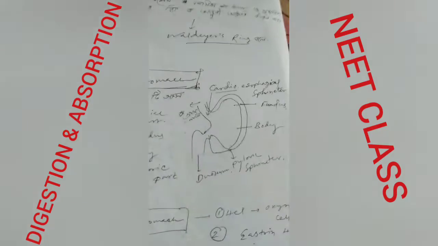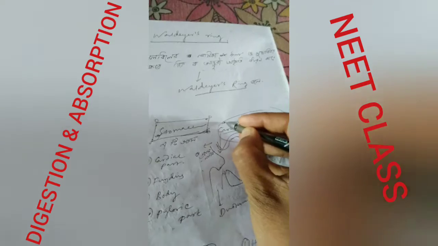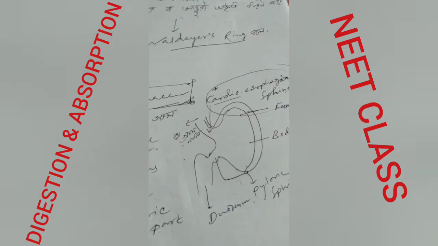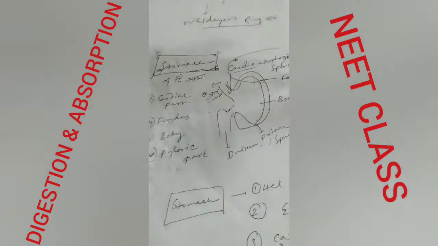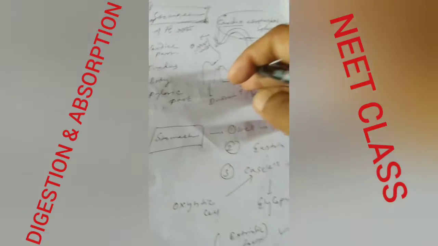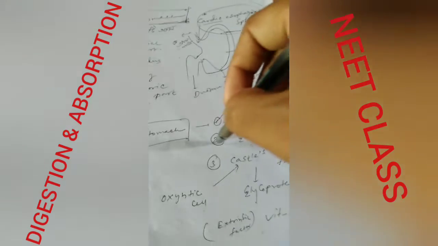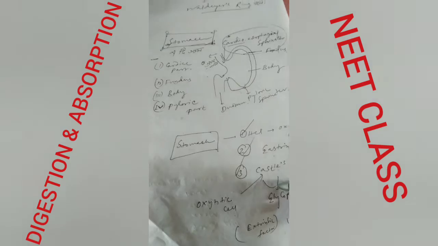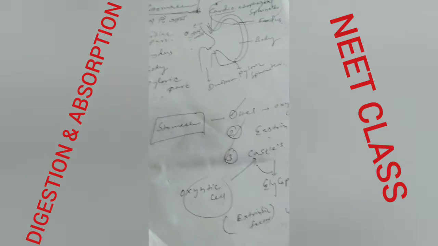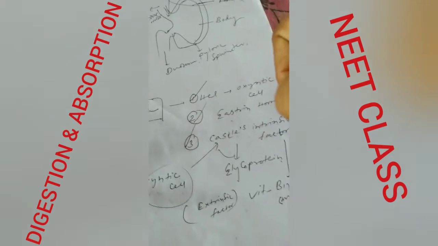The cardioesophageal sphincter is very essential and important for NEET examinations. It remains at the end of the esophagus and at the start of the cardiac part of the stomach. Now, in the stomach, hydrochloric acid is secreted from the oxyntic cells. The gastrin hormone is secreted here, and also the Castle's intrinsic factor. We know this is basically a glycoprotein synthesized from the oxyntic cells, and this intrinsic factor helps in the proper absorption of vitamin B12.